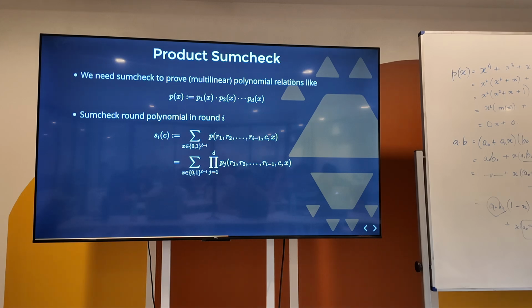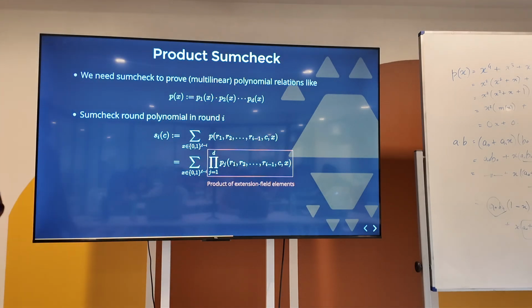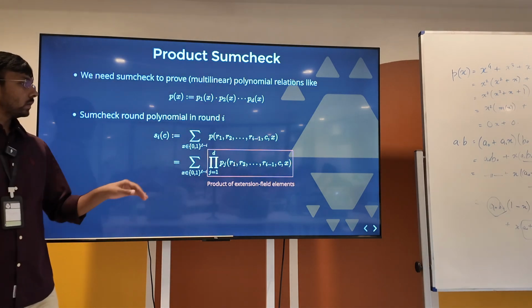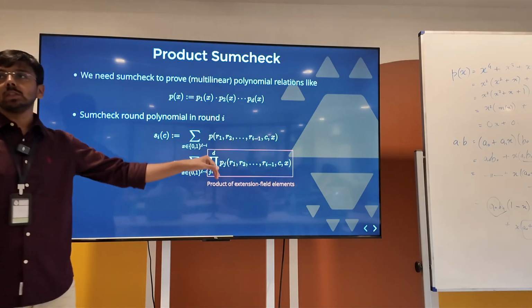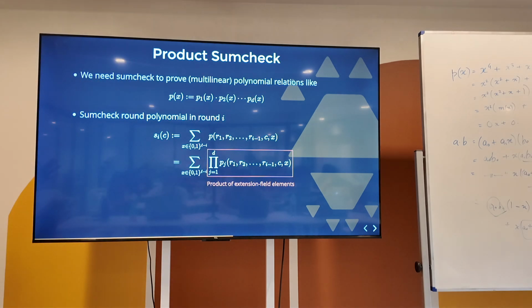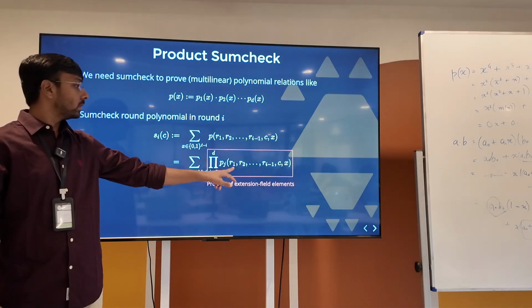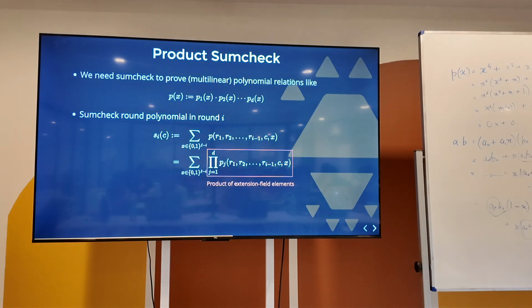Now, the most critical part is this part. R1, R2, up to Ri minus 1 are challenges from the previous sum check rounds. Now, this evaluation, let's look at only the jth polynomial. The jth polynomial part is an extension field element. Do you agree? Because we are evaluating it at extension field elements. The challenges are extension field elements.